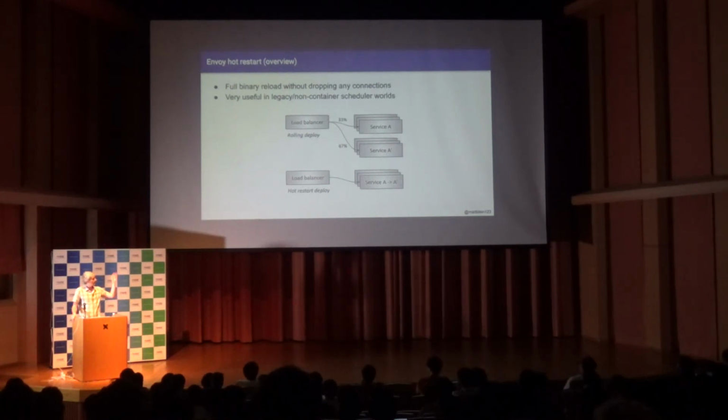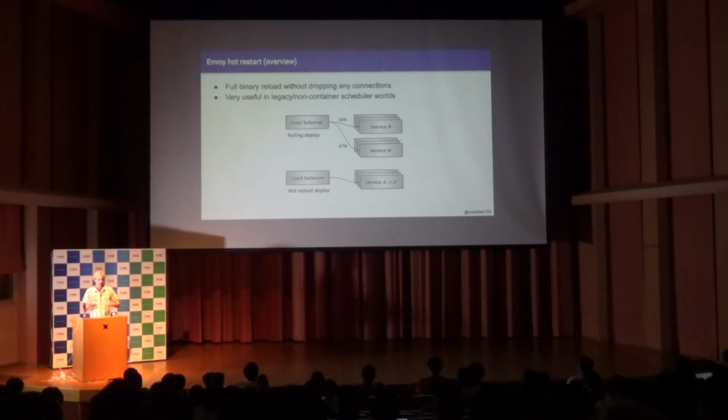So what we see here are the 2 different deployment models. The first model is a Kubernetes or a blue-green or a rolling deploy type model, where I'm going to have a load balancer, I'm going to have some orchestration, I'm going to switch from service A, version A to service A prime.